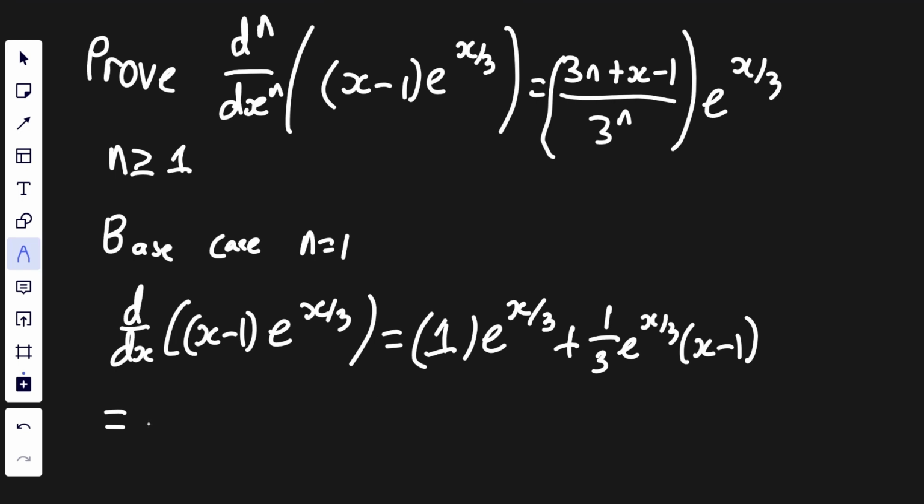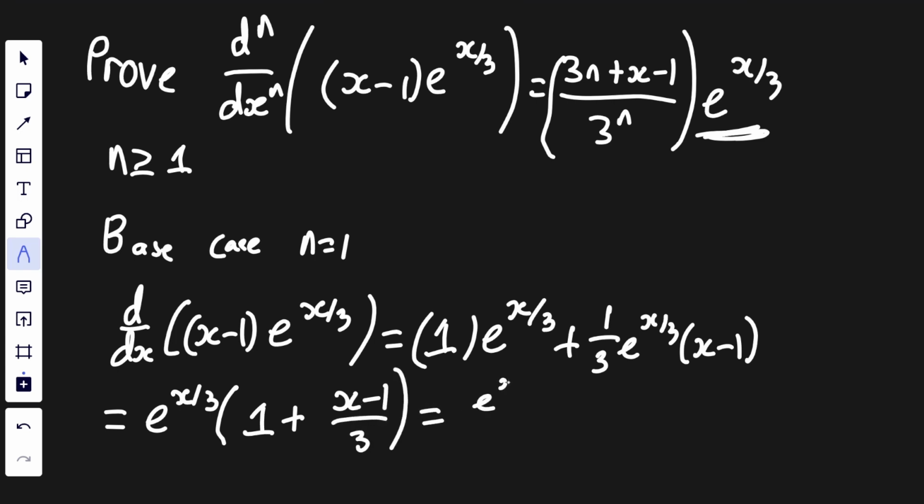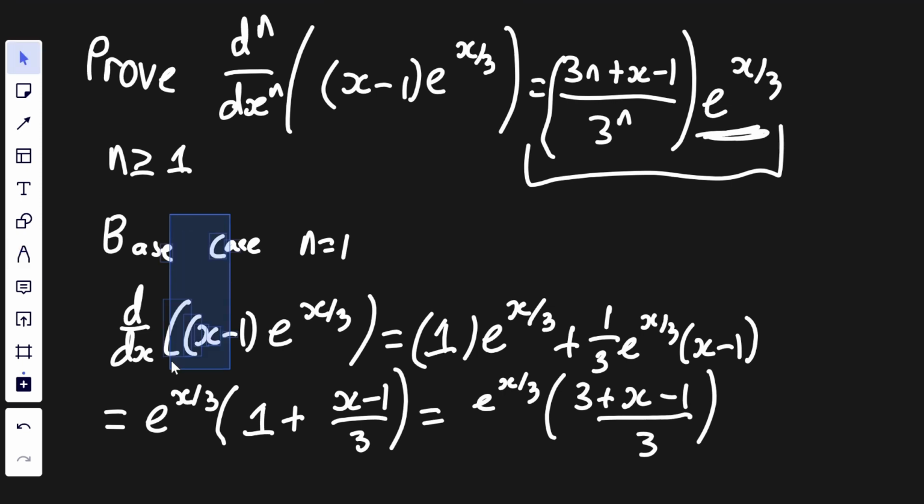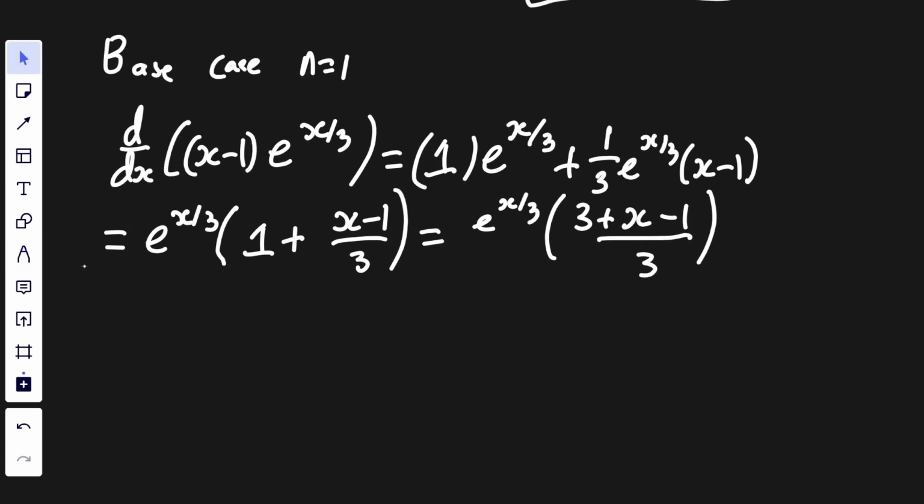Next, let's pull out a factor of e^(x/3), because if you notice, there's a factor of e^(x/3) here. We're going to be left with 1 plus (x minus 1) over 3, giving us e^(x/3) times (3 plus x minus 1) over 3. And well, if you put 1 into here, clearly we're going to get exactly the same thing. So, true for base case.